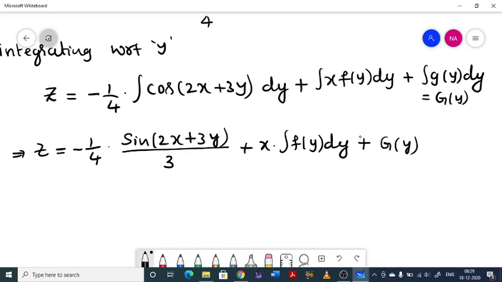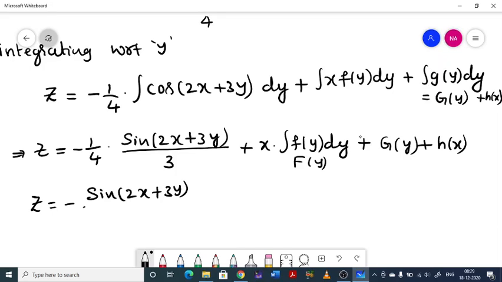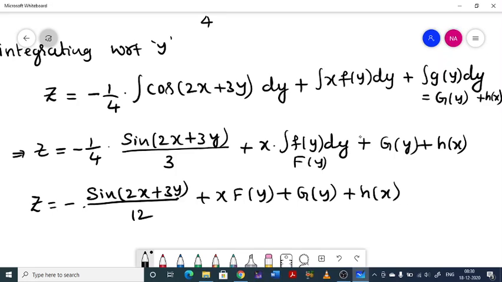One more thing I have forgotten here, adding a constant term, say some h of x. So plus h of x. This again I can take as capital F of y. See, if you get any doubt, you can keep that as it is, no problem. Z equal to minus sin of (2x + 3y) divided by 12 plus x into capital F of y plus g of y plus h of x. Or else you can write this as minus 1 by 12 into sin of (2x + 3y) plus x into the integral of f of y dy plus the integral of g of y dy plus h of x. Nothing wrong in that. You can keep it as it is.